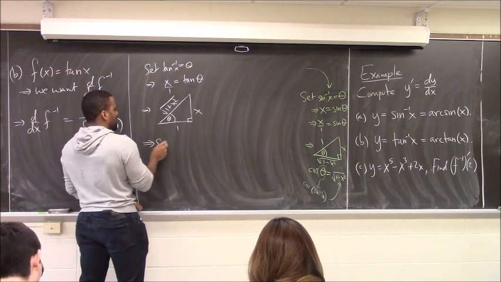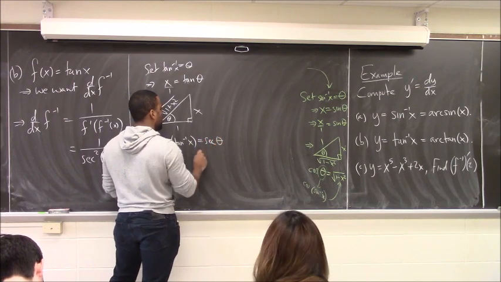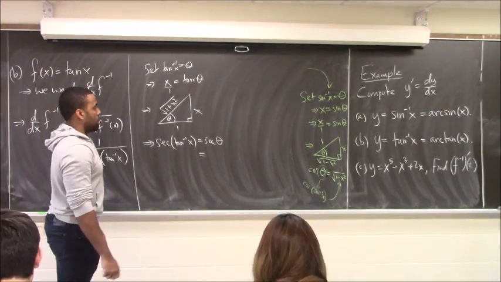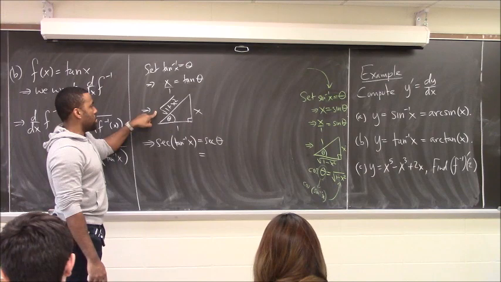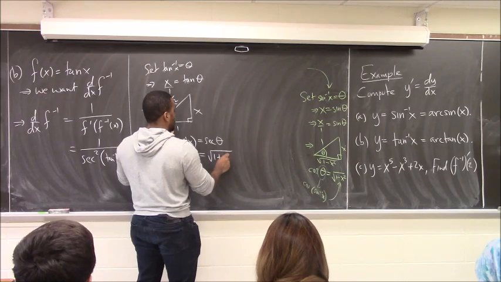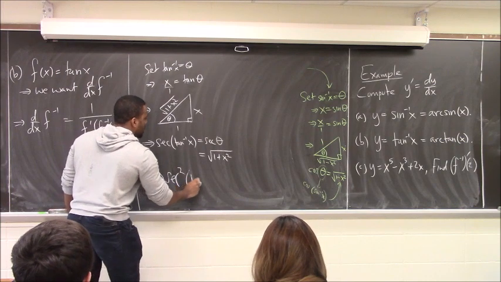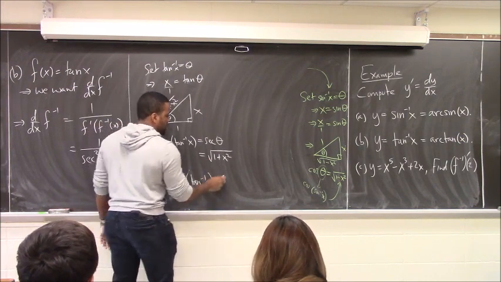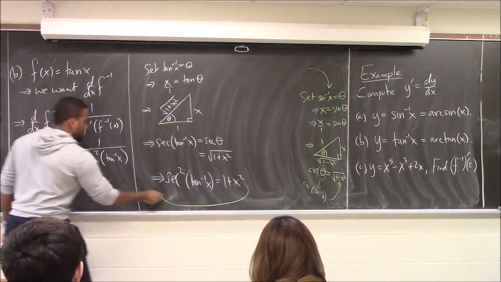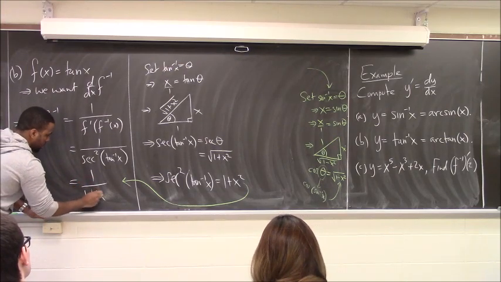This would mean that the secant of tan inverse is just the secant of theta. Secant is 1 over cosine, and cosine is adjacent over hypotenuse, so we actually want hypotenuse over adjacent. So this is going to be the square root of 1 plus x squared, which means if I take secant squared of that, that's just the square of this. And then I can come back and plug it in here. 1 over 1 plus x squared.